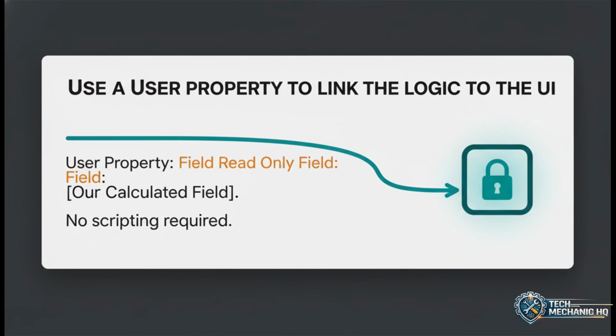And now for the magic trick. This is part 2, the bridge. We used a built-in property called field read only field and just pointed it at the calculated field we just made. This one line of configuration is basically a direct order given to the entire application framework.